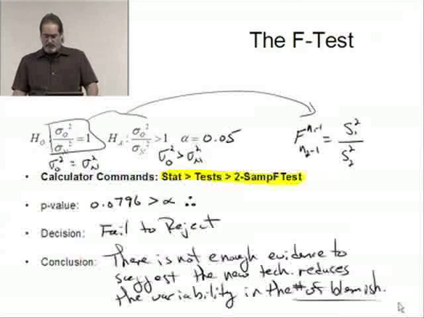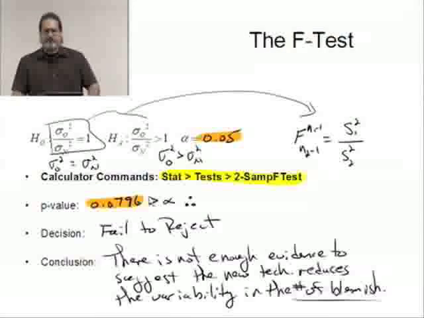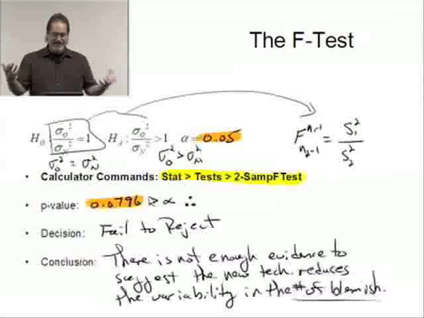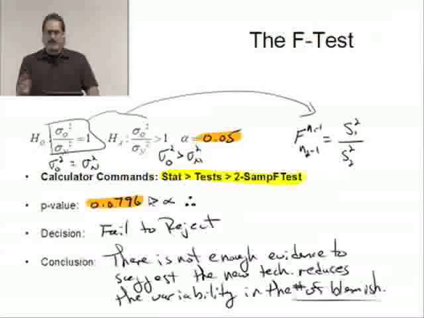Okay? So, we do not have sufficient evidence. Our p-value is too big, based on an alpha of 0.05. If we're using 0.05, 0.0796 is definitely bigger. So we would fail to reject and say, based on this data, there's just not enough evidence to suggest it really does reduce variability. The difference that we saw, because if you take a look at the sample statistics, you will see that the standard deviation is going to be smaller for the new process than the old, but that could just be by chance.